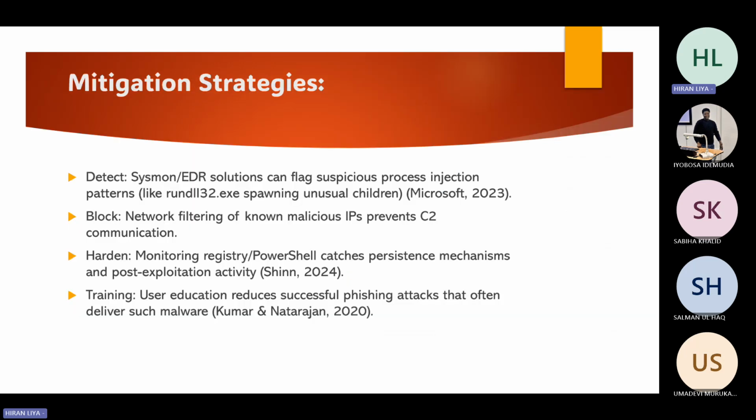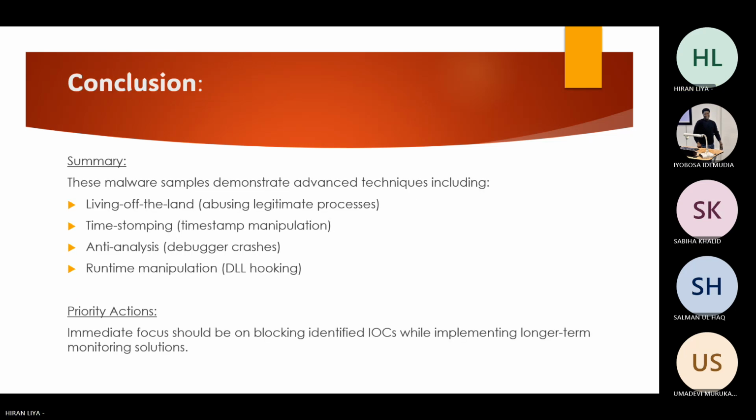These are the mitigation strategies. The defense against these attacks requires observing unusual process actions, blocking malicious IP addresses, and monitoring registry modifications. The most important factor for security is training users, since phishing emails typically initiate malware infections.